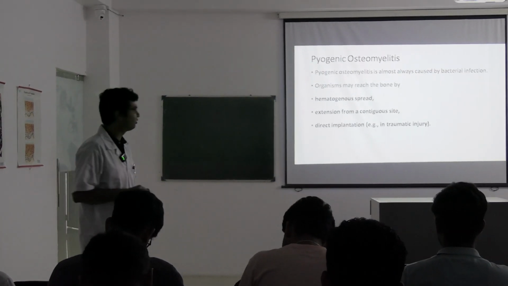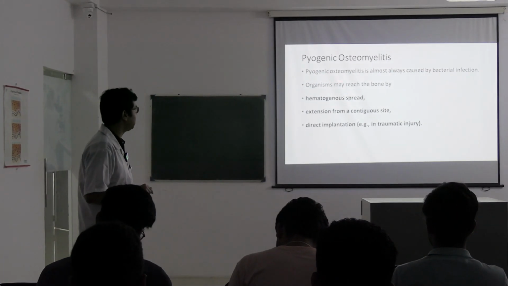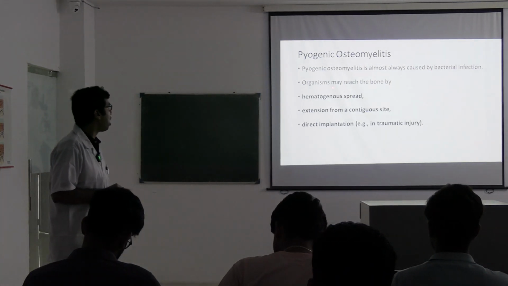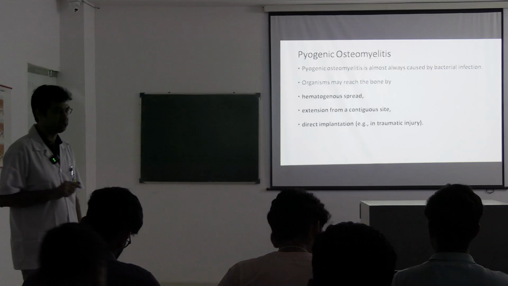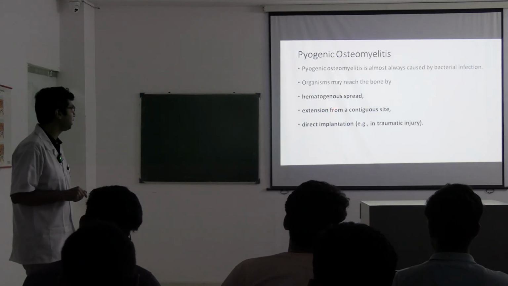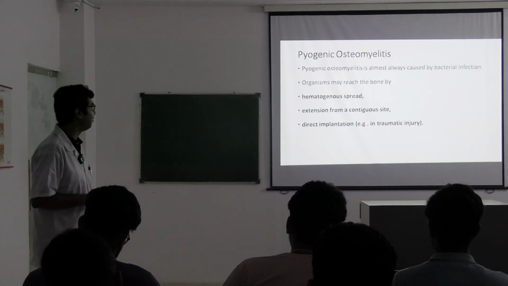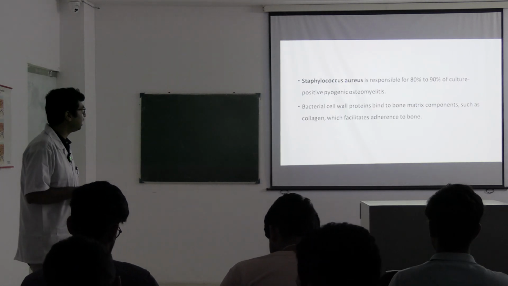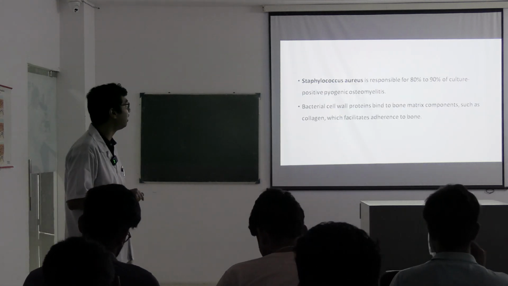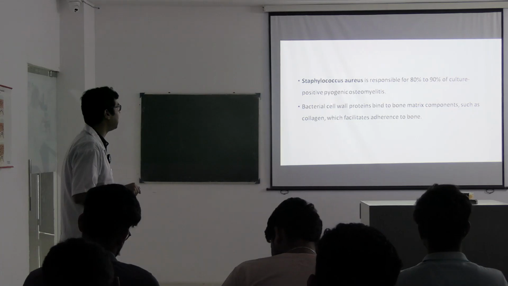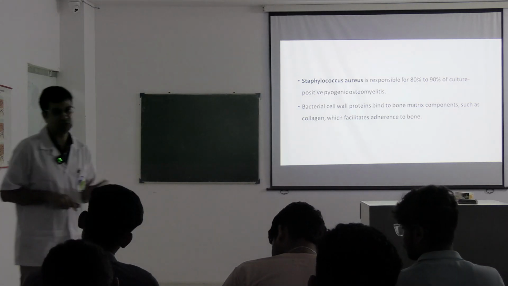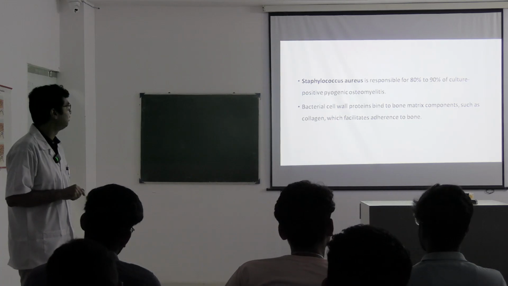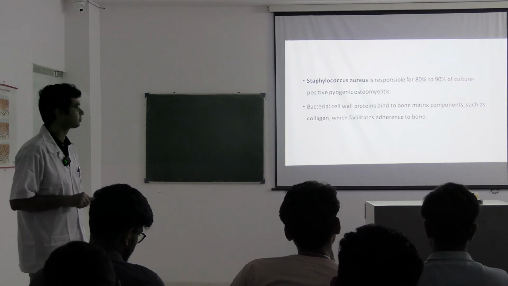Pyogenic osteomyelitis is almost always caused by bacterial infection. Organisms may reach the bone by hematogenous spread, extension from a contiguous site, and direct implantation. Staphylococcus aureus is responsible for 80 to 90% of culture-positive pyogenic osteomyelitis. This is the most common organism, Staphylococcus aureus.